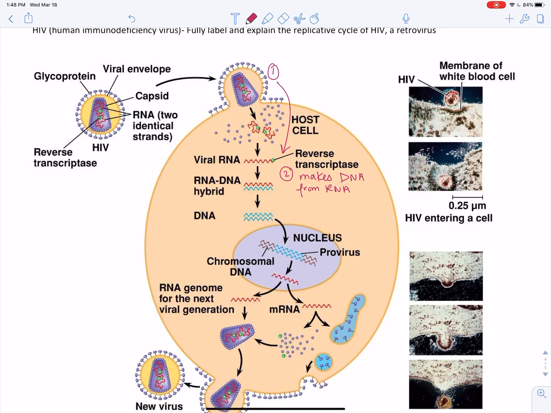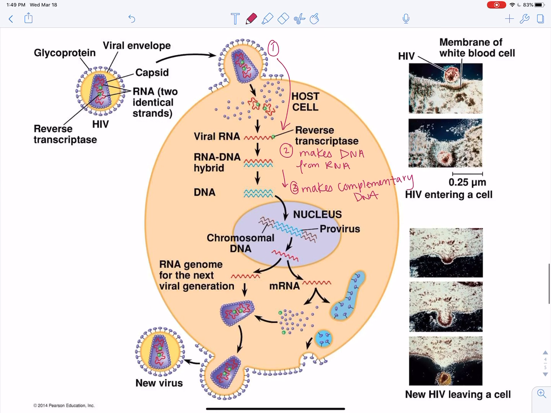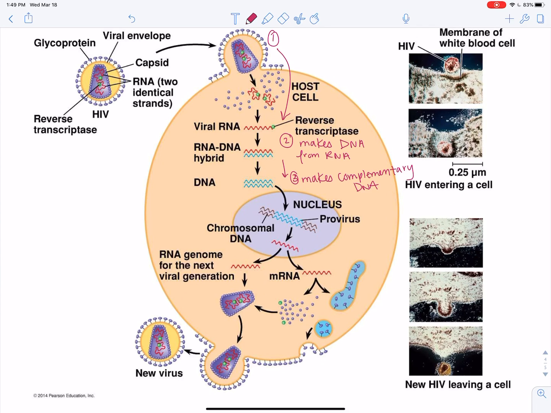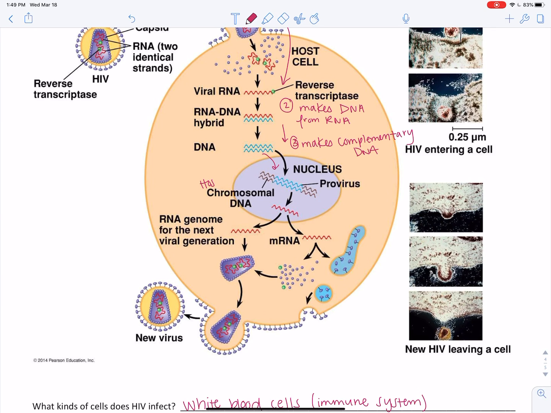Then we see reverse transcriptase is used again to make a double-stranded DNA. And once that happens, the viral DNA goes into the nucleus and becomes a part of the host cell's chromosome. At this point we call it a provirus. So a provirus is the HIV genome plus the host cell's genome in a chromosome.